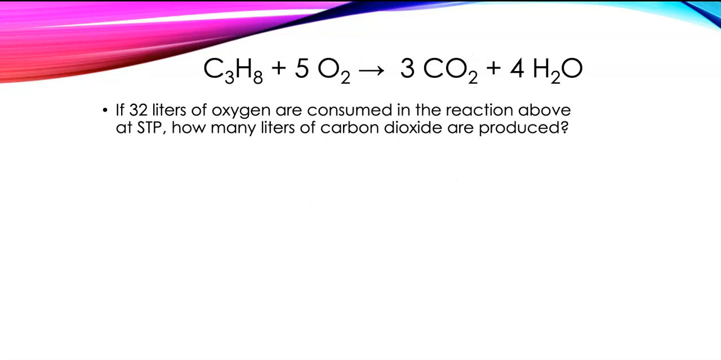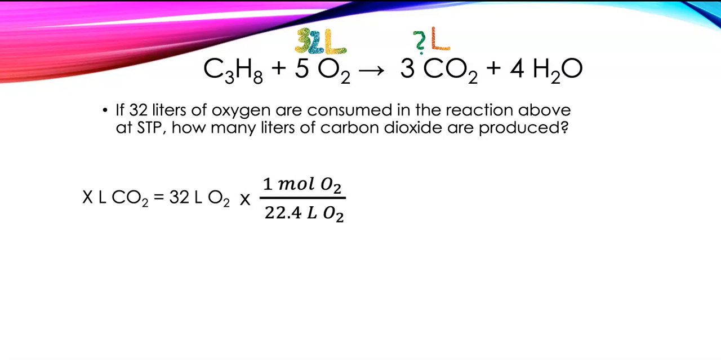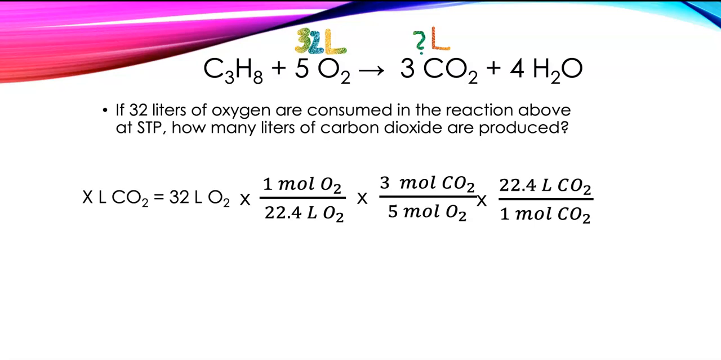Here's a classic gas stoichiometry problem at STP. If 32 liters of oxygen are consumed, according to the reaction above, at STP, how many liters of CO2 will I make? So we're starting with a volume of O2, 32 liters. We want to know how much CO2 would be involved. And we're going to set it up as a dimensional analysis problem. And we are at STP, and that means we can use the molar volume of a gas. So we'll set up our dimensional analysis. I can use 22.4 liters of O2 to get to moles of O2. I can use my mole to mole ratio to get from moles of O2 to moles of CO2. And then I can use the molar volume again to get from moles of CO2 to the volume of CO2.